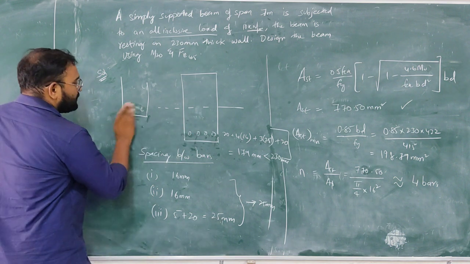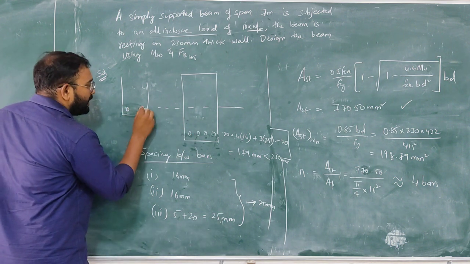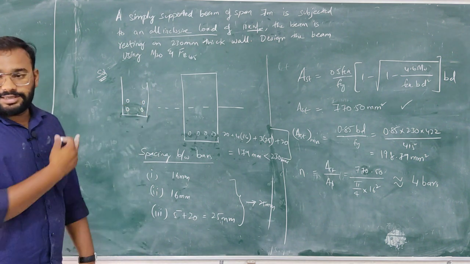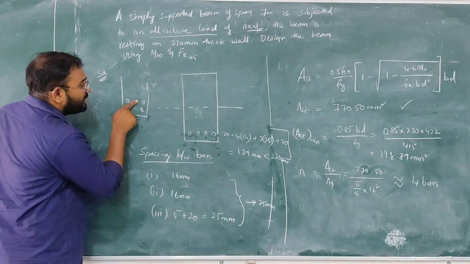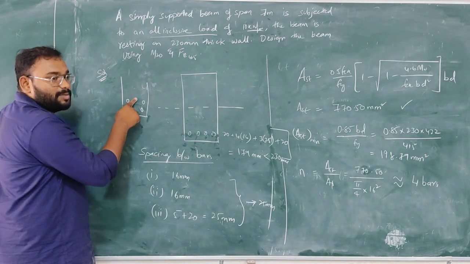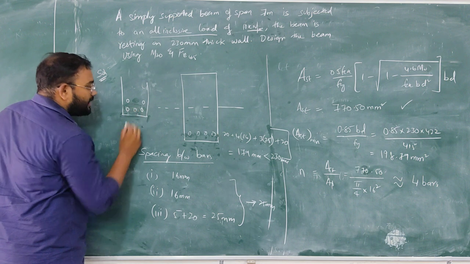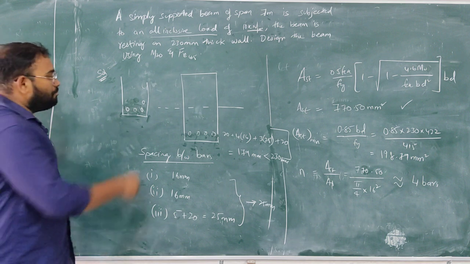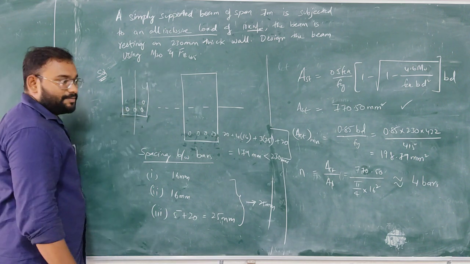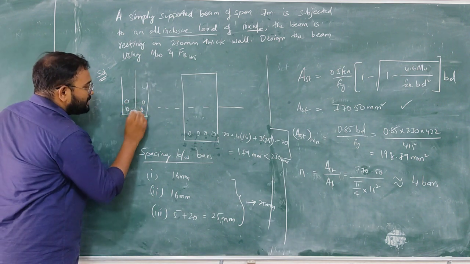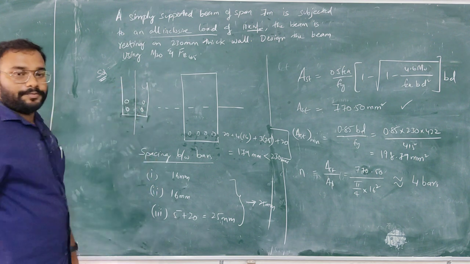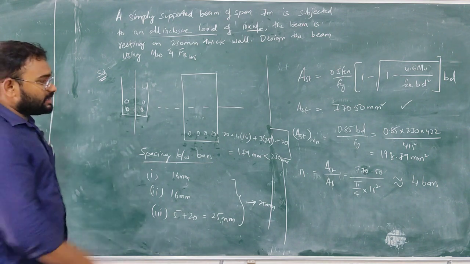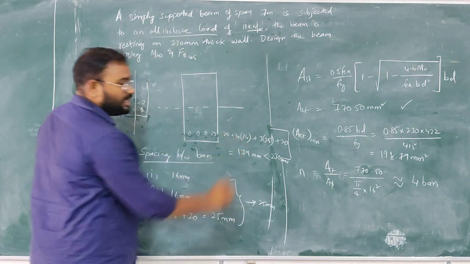Suppose the width is less, then you need to provide bars in 2 rows like this. You cannot provide a bar here, because you cannot hold this bar. Providing 4 bars like this is wrong, since the bars should be symmetrical about this axis. So you need to provide 4 bars in 2 rows, 2 bars in each row. Understood the point? Remember this condition, very important.